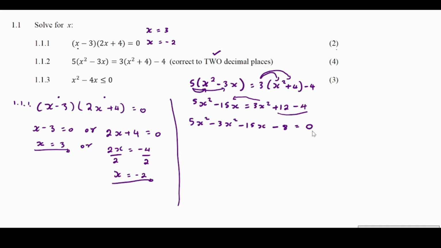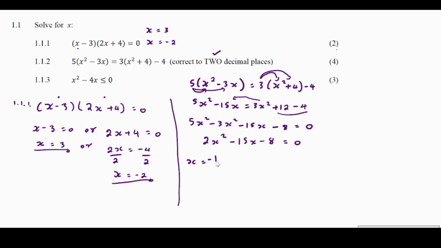And then we continue to simplify. What is 5 minus 3? It is going to give us 2x squared minus 15x minus 8, all of this equal to 0. And then we use the quadratic formula. You know it. It's at the back of your formula sheet.